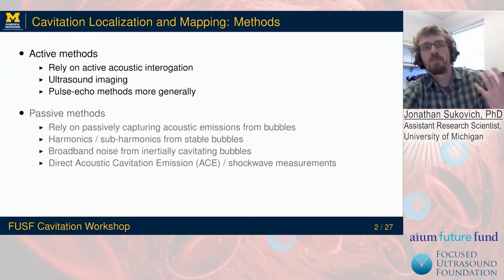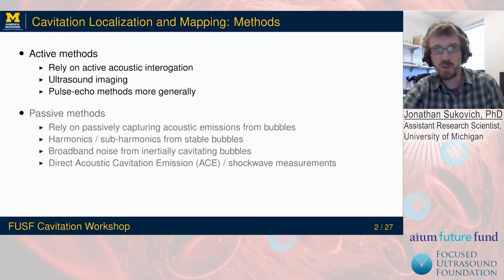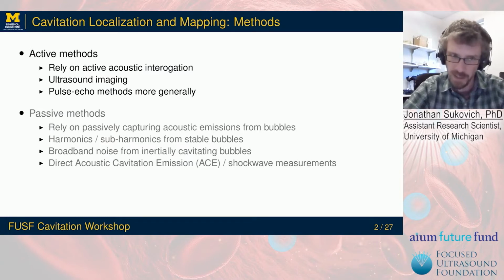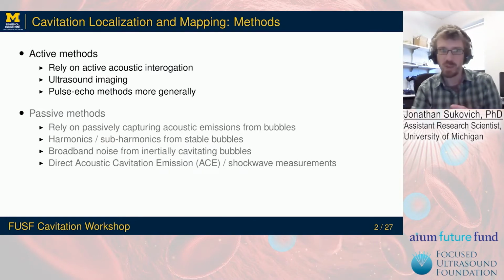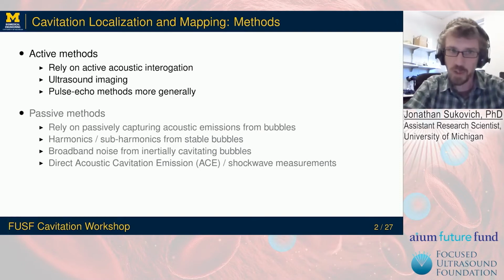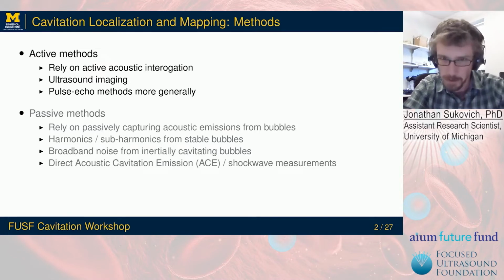And so there are various methods that you can use to do this localization and mapping. I'm going to be talking about active and passive methods today, starting with active methods, which rely on active acoustic interrogation of the target volume, usually using ultrasound imaging or pulse echo methods more generally.